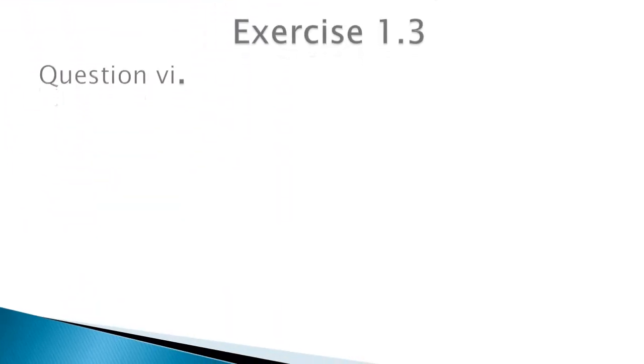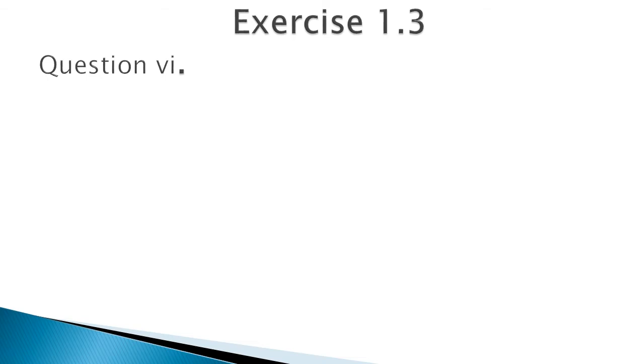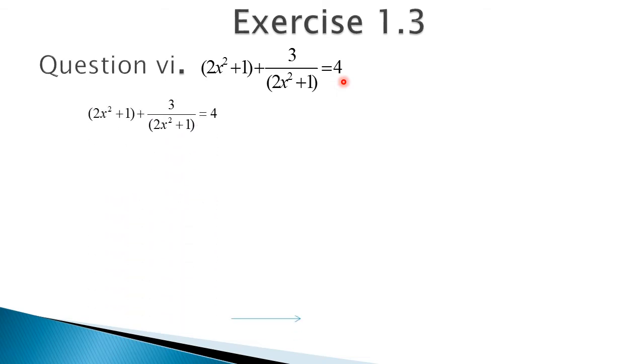Now students, we will start question number 6 of exercise 1.3. The question is 2 into x raised to power 2 plus 1 plus 3 over 2 into x raised to power 2 plus 1 equals to 4. This is a type 2 of the reducible equation. Students, before starting the solution of this equation, let's say that our given equation is equation number 1.